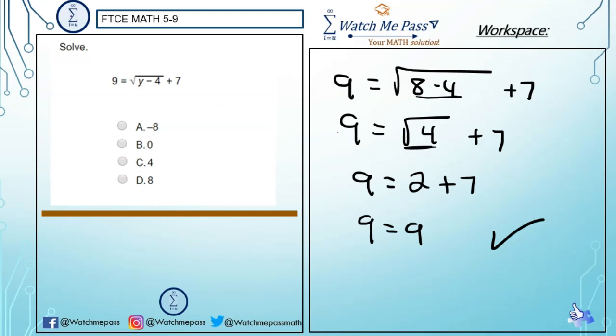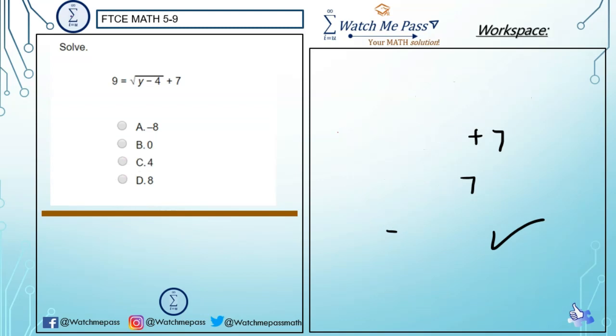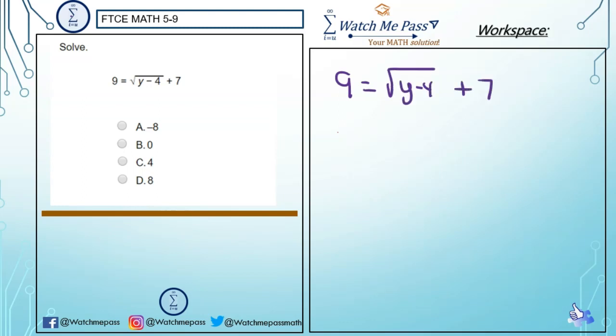Let's say you didn't want to work backwards. Let's say you wanted to solve it. So let's go over the steps for solving the equation. Write the equation down. You want to isolate the square root. That means you're going to subtract 7 from both sides of the equation. 9 minus 7 is 2.